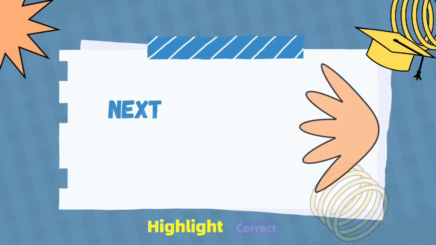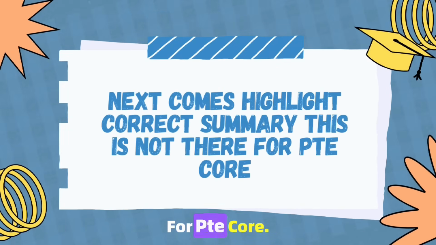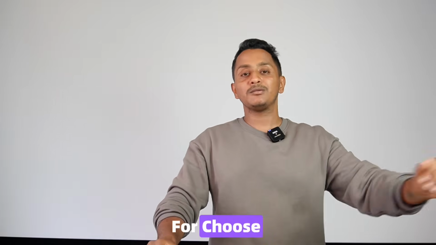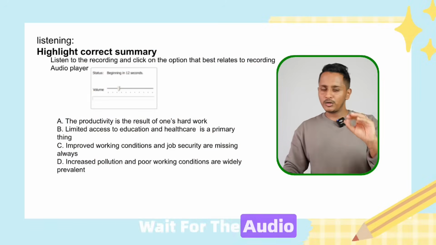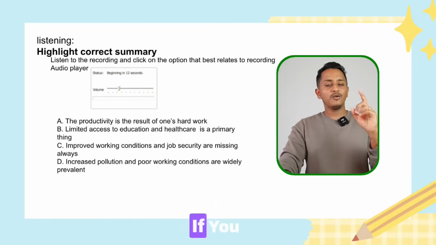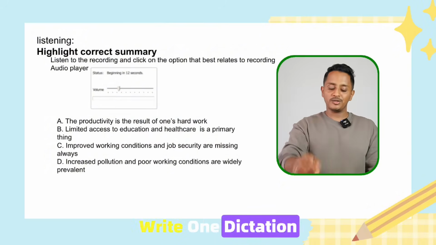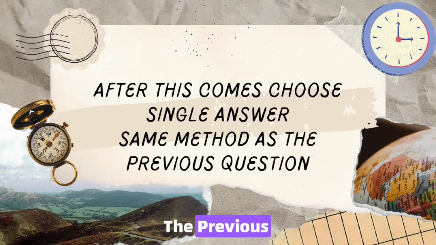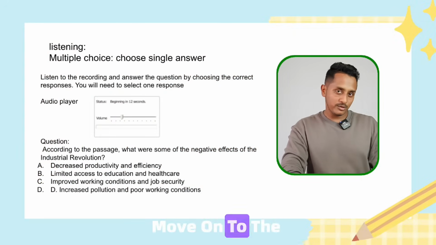Next comes highlight correct summary. This is not there for PT Core. Don't have to worry. PT Academic students, follow the same method that I told for choose multiple answer. Wait for the audio to end. Once the audio ends, click one and quickly move on to the next question. If you don't do it, then you cannot reach write from dictation at the last. After this comes choose single answer. Same method as the previous question. Click one and move on to the next question.